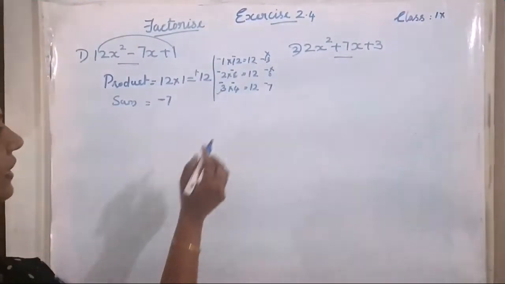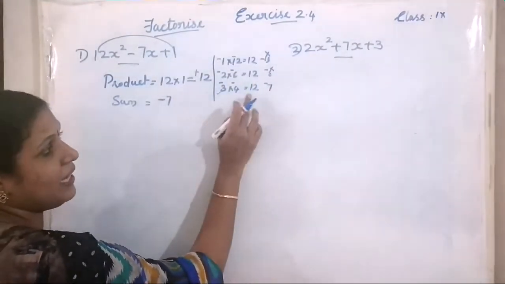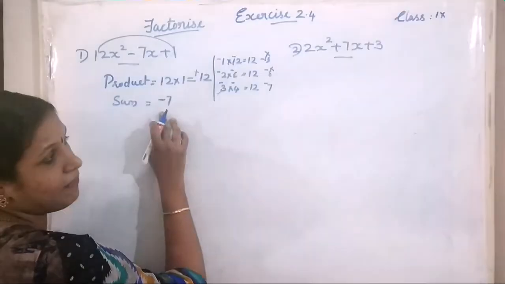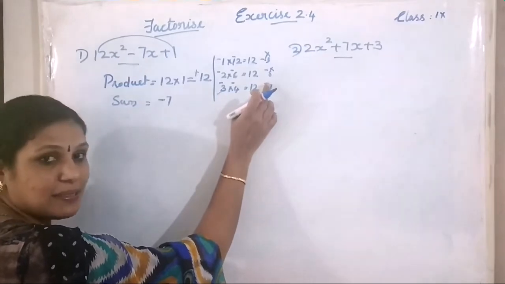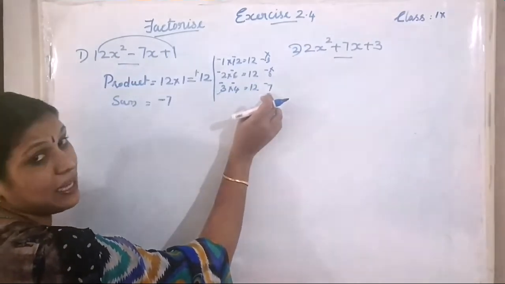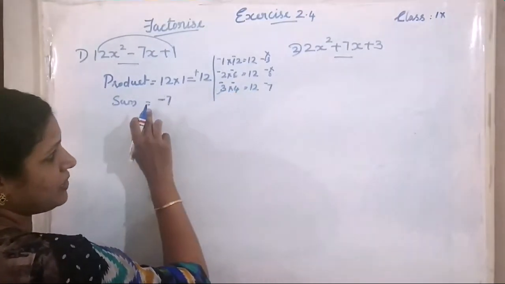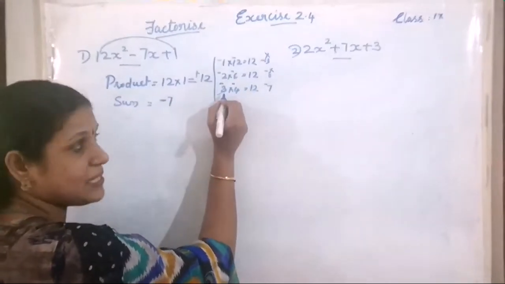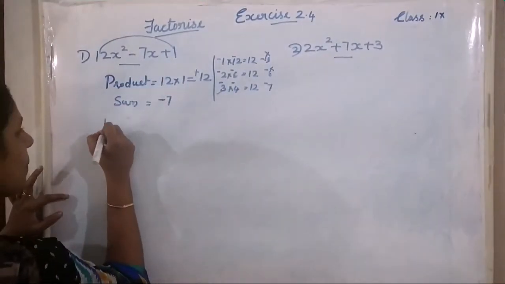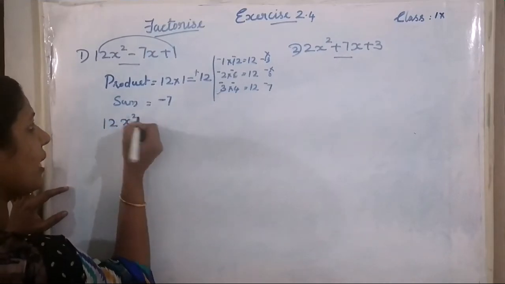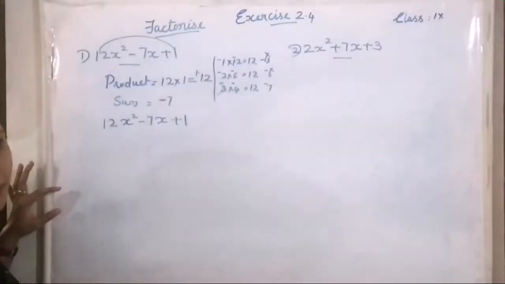Understood? Okay. That is 3 into 4 is 12, plus 12. We get the product as 12, and for the sum we need minus 7. So we add 3 plus 4 is 7 and put a common sign, that is minus 7. So we get the number as minus 7. So if this factorization is possible, our numbers are minus 3 and minus 4. Again we write the question as 12x square minus 7x plus 1.